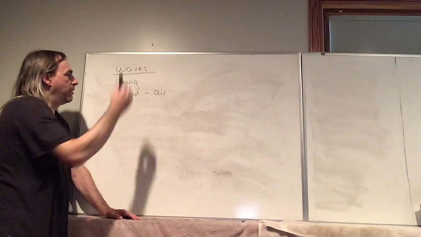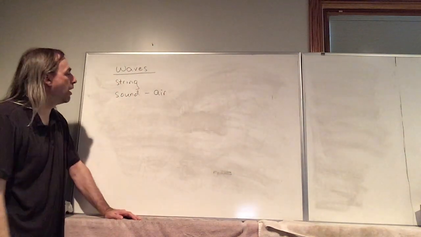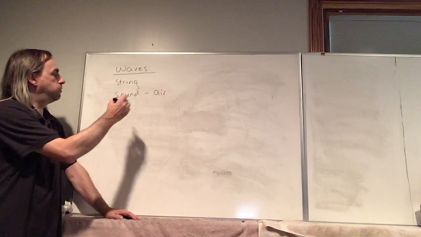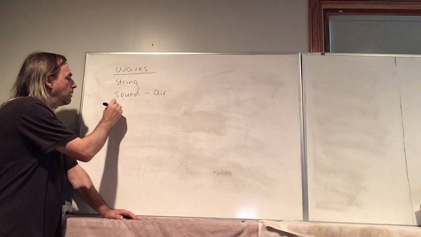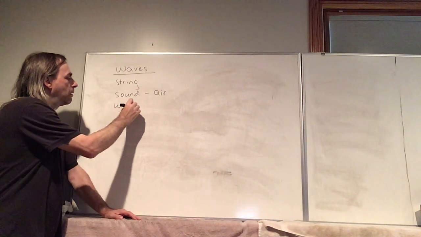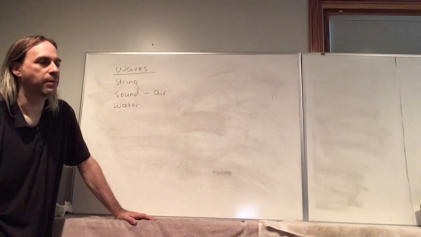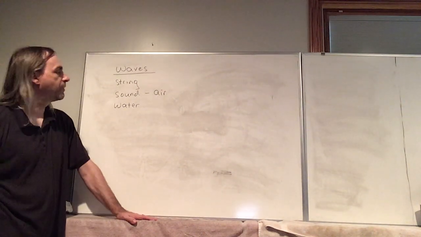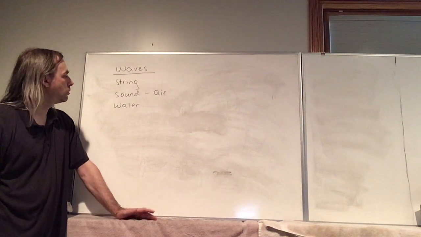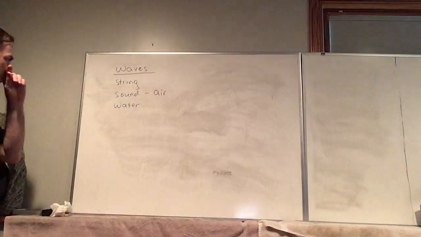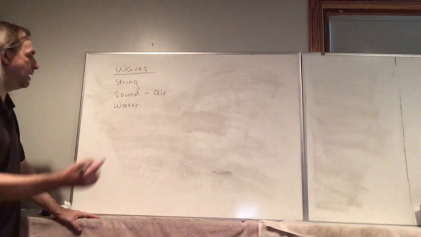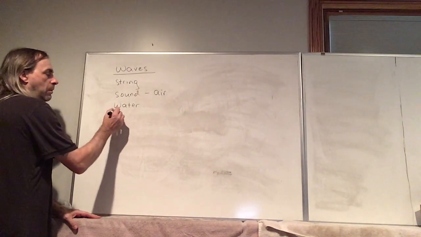So string, obviously there'd be a wave in the string itself. Water, obviously. So we have waves in water. You can see those on the surface of water. See, what else do we have? We can have waves in solids as well.